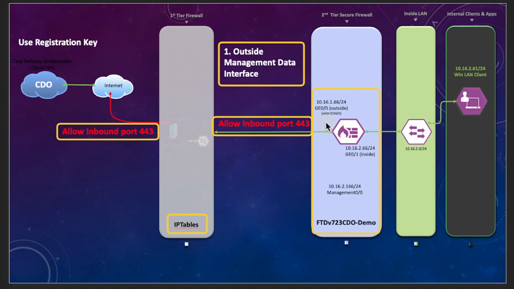The IP address I've configured for the outside IP is 10.16.1.66 and inside is 10.16.2.66, and then the management IP is 10.16.2.166. For those of you who are not familiar with how FDM works, you can check out my previous tutorial on how to configure the FDM.